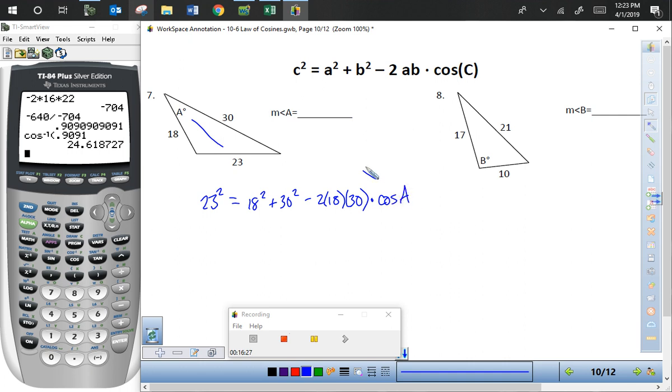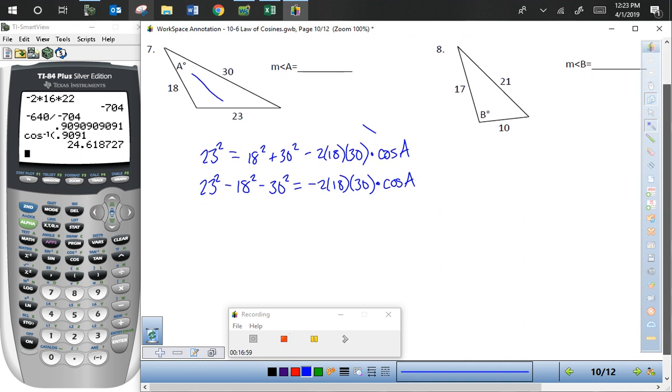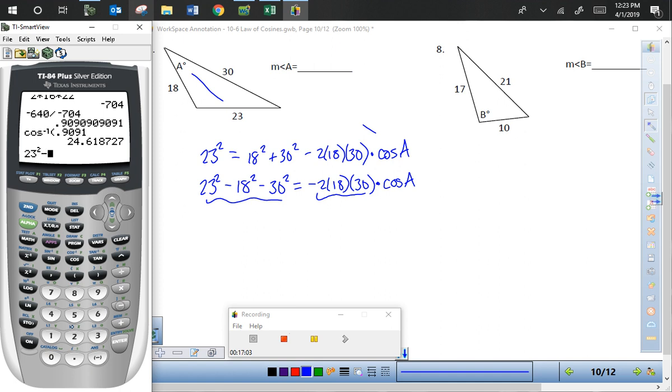Now, since A is not by itself, our next step is to start moving some stuff. We want to group all our squareds together, and in that case, we know we need to subtract both the 18 squared and subtract the 30 squared. That leaves negative 2 times 18 times 30 times cosine of A on the right-hand side. From here, we can type in some stuff. We want 23 squared minus 18 squared minus 30 squared.